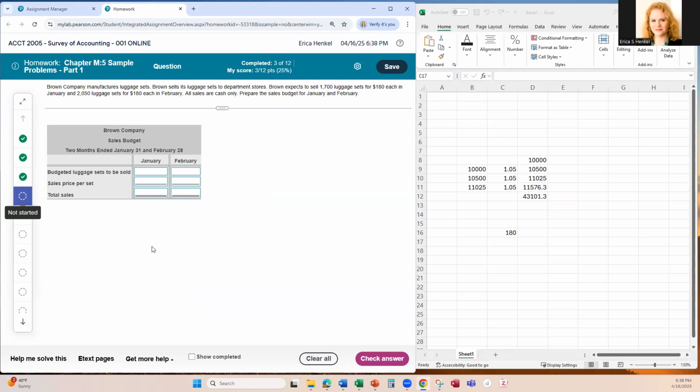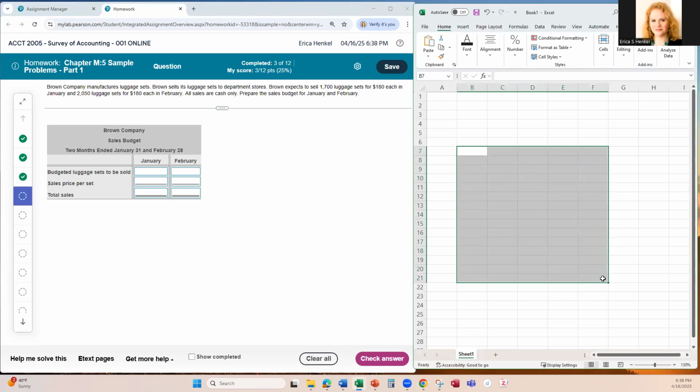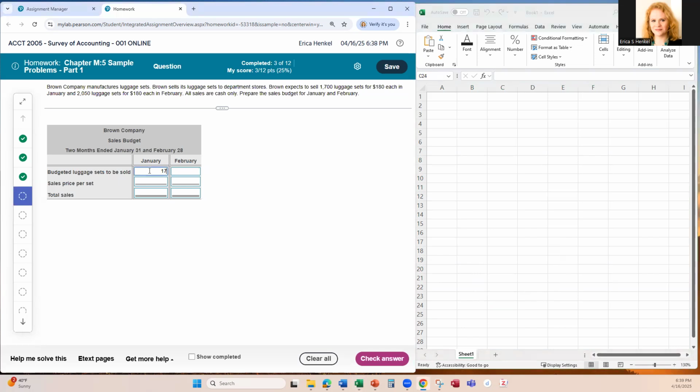For our next problem here, we've got Brown Company manufacturing luggage sets, and they sell those to department stores. So we're expecting to sell 1,700 luggage sets for $180 each. And so they're just saying, hey, what are our total sales going to be here then? So 1,700 units times 180 gets us to 306,000.